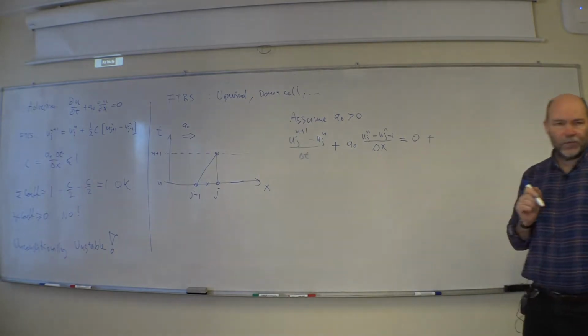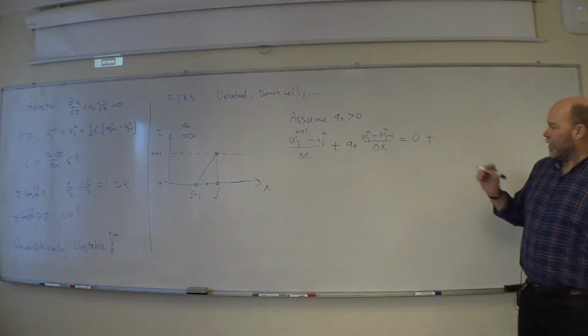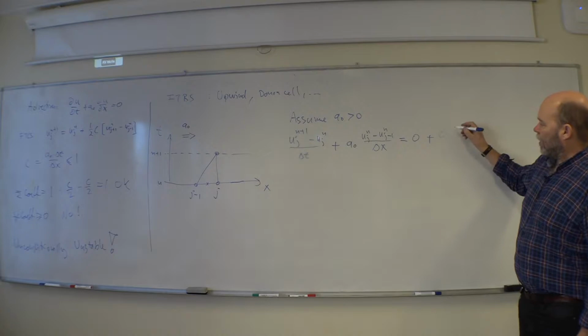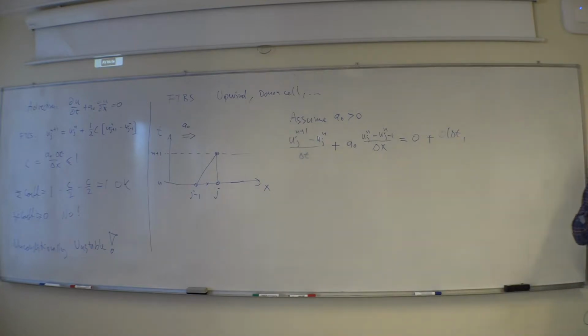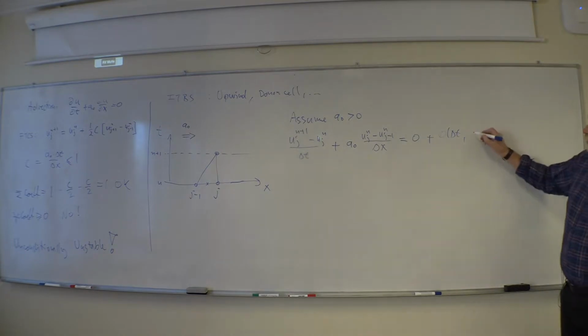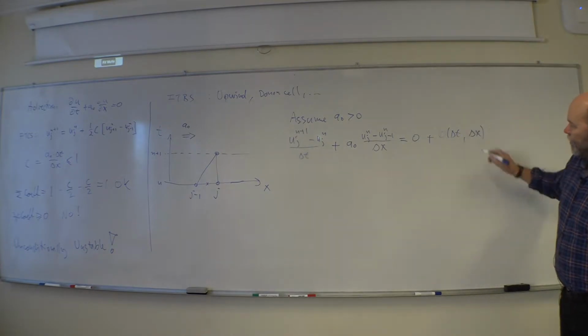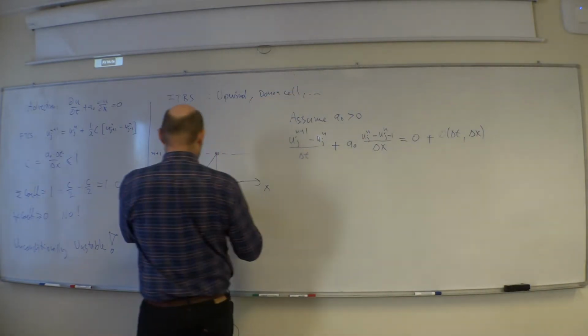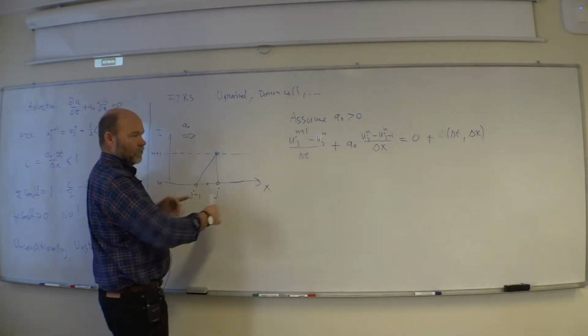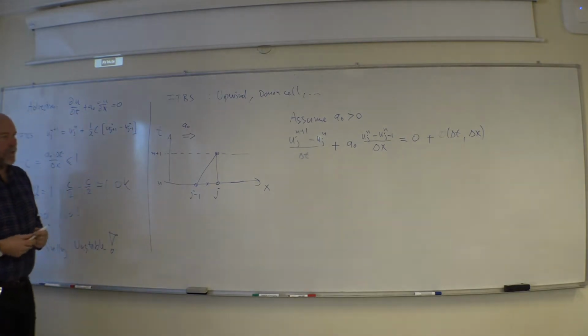You pay a price for this. Actually, you pay several prices. This is now of order delta t, first order in time, but also only first order accurate in space. So it was much better to use central schemes, but it was unstable, so now we try something else.